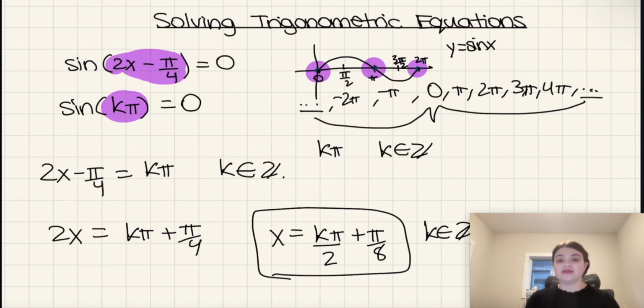Now, let's say we were given a certain domain to work with. Let's say they just wanted the ones in the first quadrant. Well, then we would plug in certain integer values for k to get just the values in the first quadrant. So we could plug in 0 and say that x would be pi over 8 in that case. We could plug in 1 for k and say that pi over 2 plus pi over 8 would be the case, and figure out what that is and simplify that, and so on.